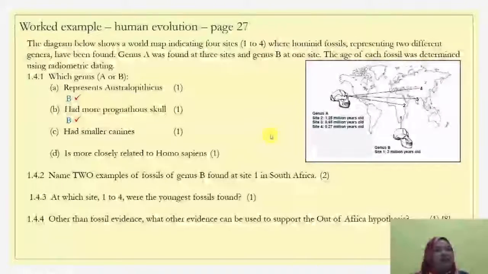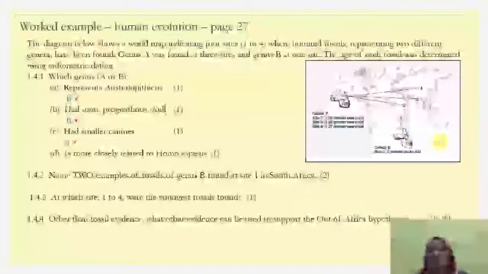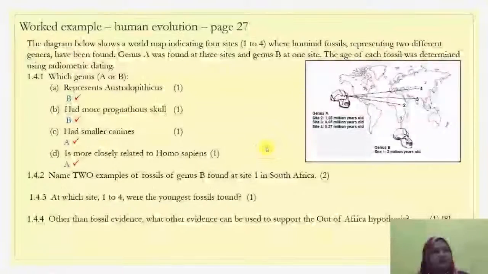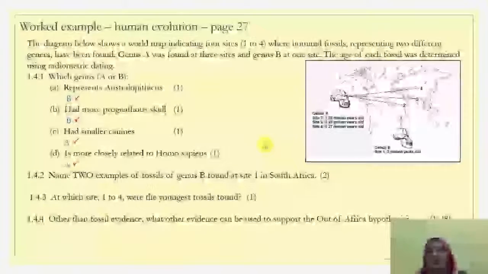Yes, Basir is correct. It would be A, and is more closely related to Homo sapiens. Which one? Would this one be more closely related to Homo sapiens or that one? It would be A. Well done, Fez and Salome. So it is more closely related to Homo sapiens.